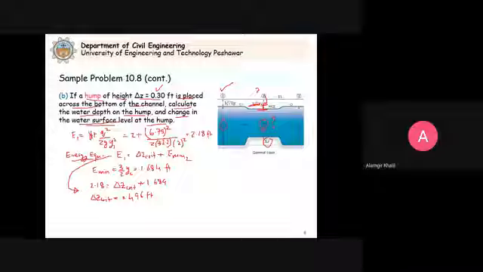So what is given? Actually we are given that this is 0.30 feet. This is given in the problem. So what we can say here is that this delta Z, which is given as 0.30 feet, is less than delta Z critical. Clear? Which is 0.496.